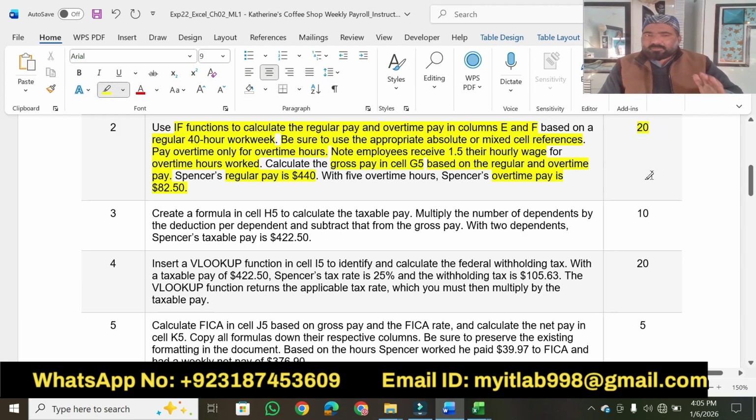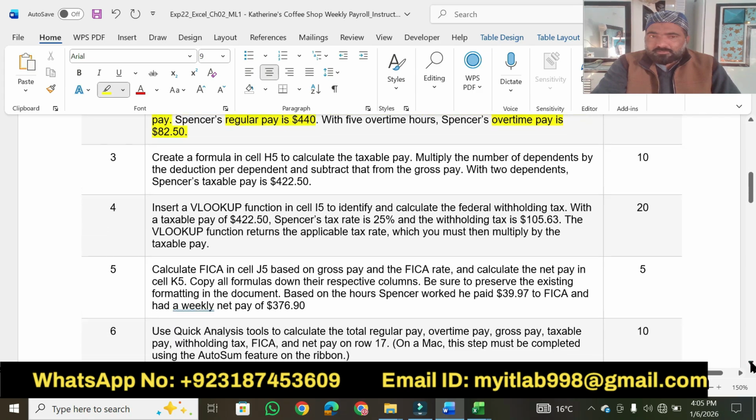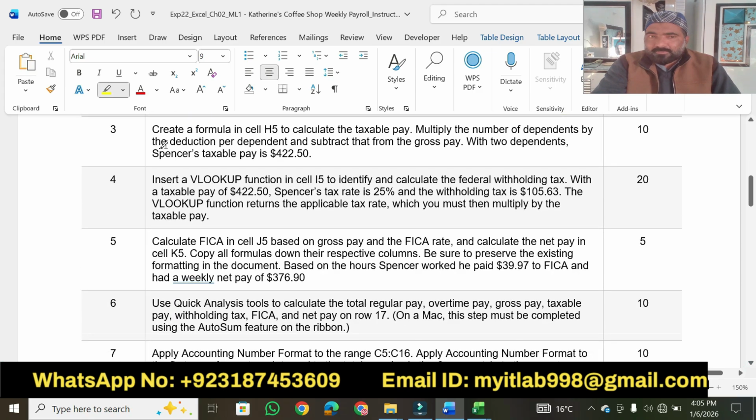Okay, in question number 2 there are three parts. First we have to find our regular pay, then we have to find overtime pay, and in the last part we have to find gross pay in cell G5. So we have done it and we got the result. So question number 2 is done. Now we are moving toward question number 3.